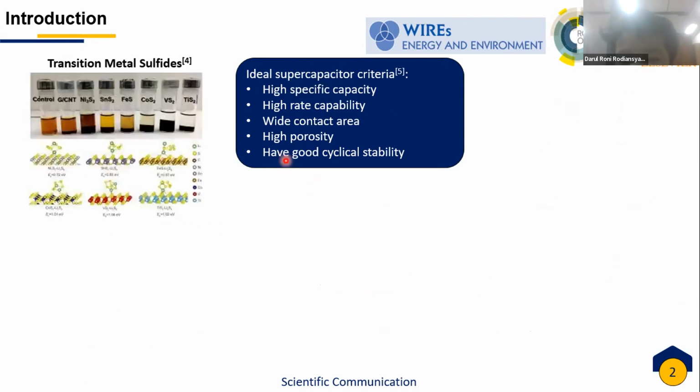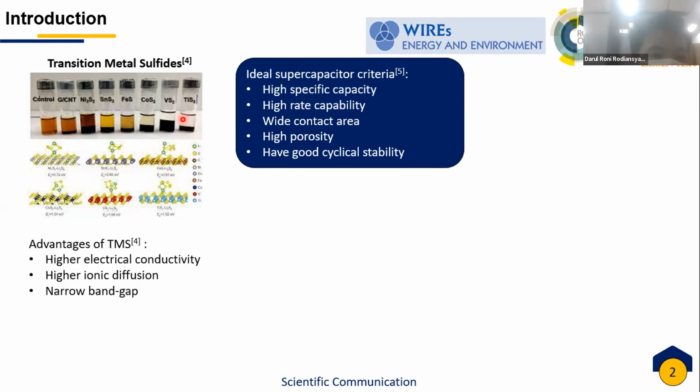The material that can be used as an electrode is the transition metal sulfide. As in this picture, there are several materials, namely carbon nanotube, nickel sulfide, tin sulfide, iron sulfide, cobalt sulfide, vanadium sulfide, and titanium sulfide. However, one of the interesting materials to study is copper sulfide. The advantage of transition metal sulfide is higher electrical conductivity, higher ionic diffusion, narrow band gap.